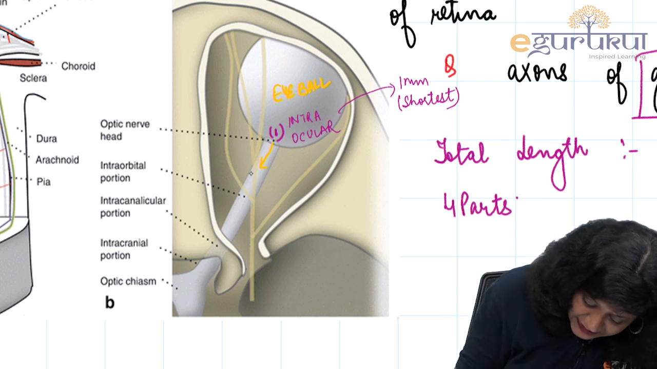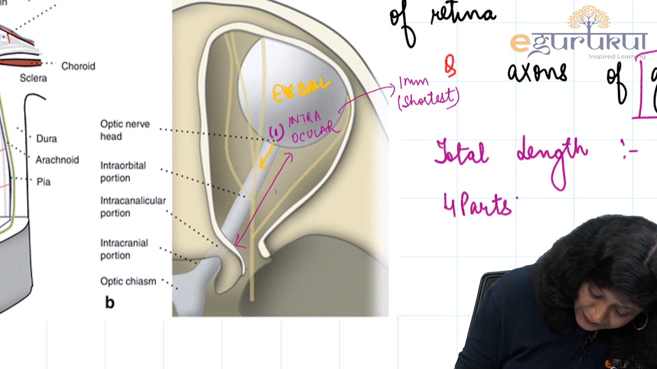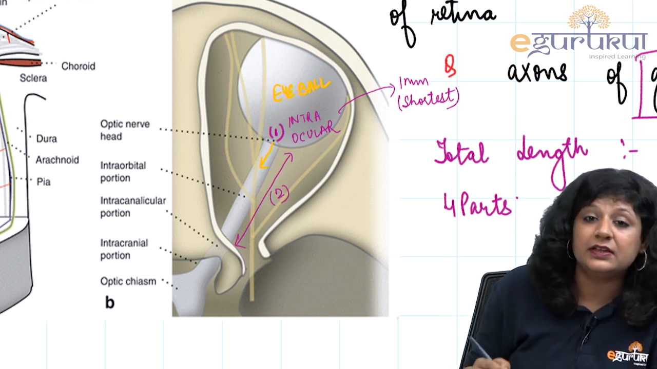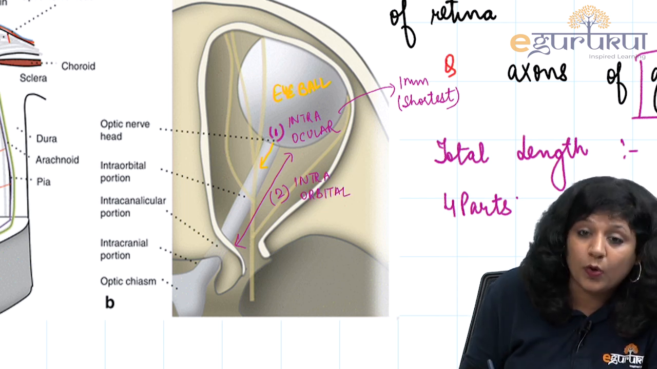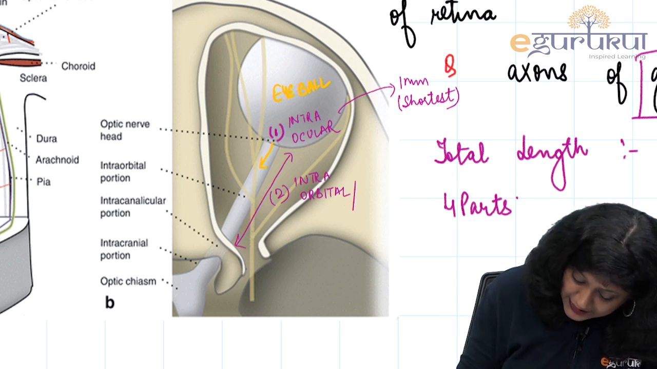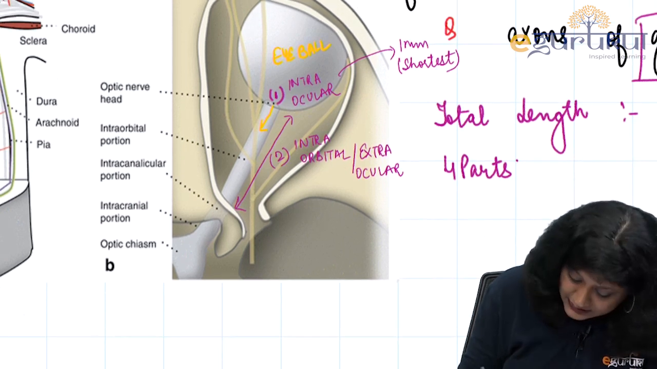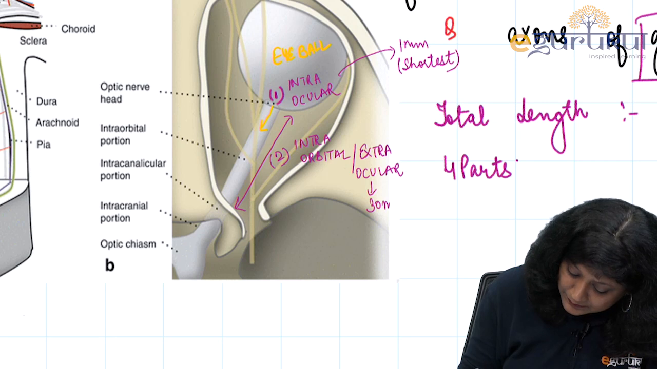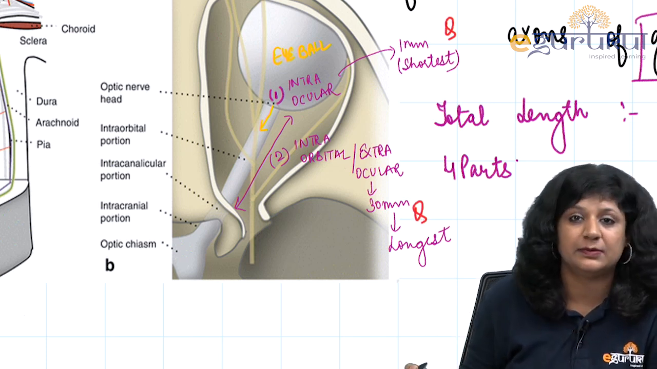Then coming to the second, this is the part which is lying inside the orbital cavity. This is your second part, called intraorbital, or I can say extraocular, and this part is 30 mm, which is the longest part of the optic nerve. This is another important thing.